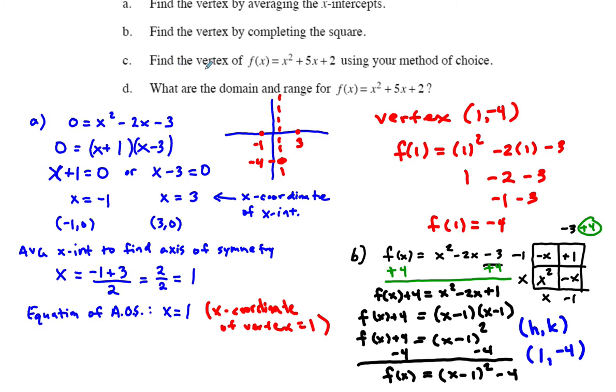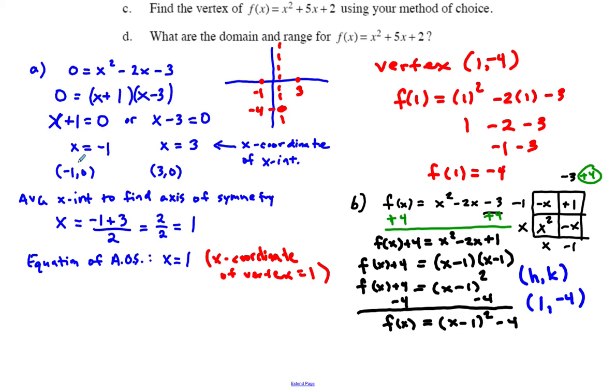Now letter C says find the vertex of f of x equals x squared plus 5x plus 2 using your method of choice. So you can use whichever method you want to use here. I'm going to use completing the square.